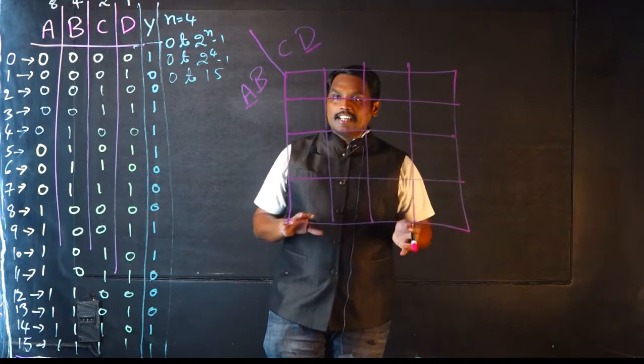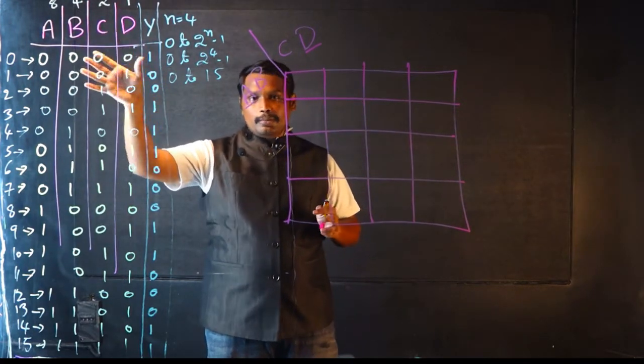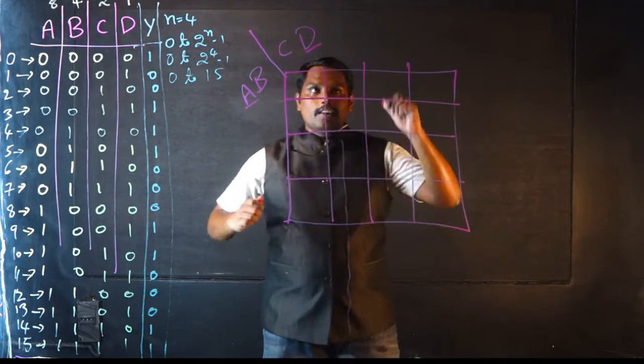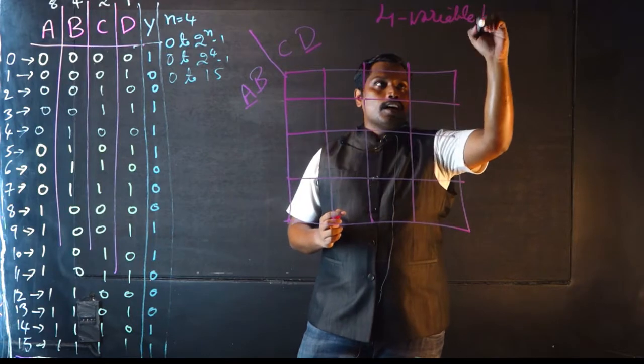So how are you going to construct a Karnaugh map? First you have to check how many Boolean variables there are. There are 4 Boolean variables, so you construct a 4 variable Karnaugh map.